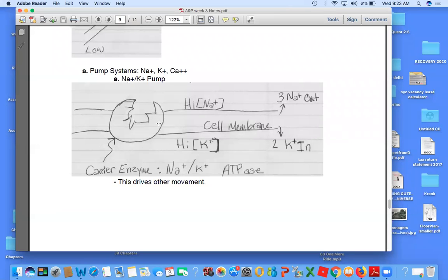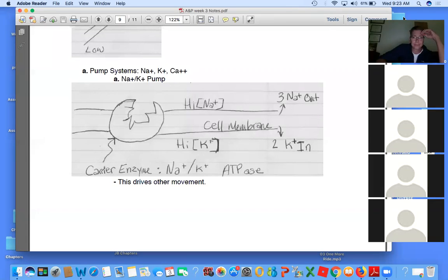The notes have a picture of this integral protein, which acts as a carrier enzyme, a permease, to move 3 sodiums out with every turn and 2 potassiums in with every turn of the sodium-potassium pump.